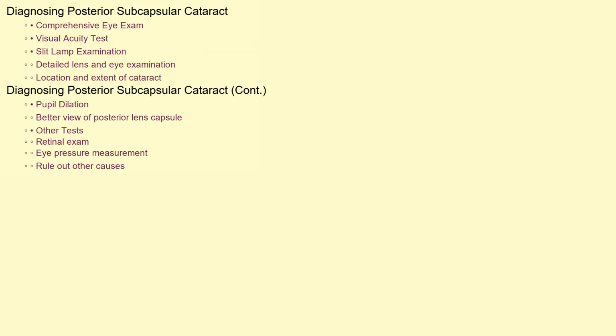Diagnosing a posterior subcapsular cataract involves a comprehensive eye exam. This typically begins with a visual acuity test to measure how well you can see at various distances. The doctor will then use a slit lamp, a special microscope with a bright light, to examine the lens and other parts of the eye in detail. The slit lamp allows the doctor to see the specific location and extent of the cataract. Pupil dilation is crucial, as it allows for a better view of the posterior lens capsule where PSCs form. Other tests, such as a retinal exam and a test to measure the pressure inside the eye, may also be performed to rule out other possible causes of vision problems.